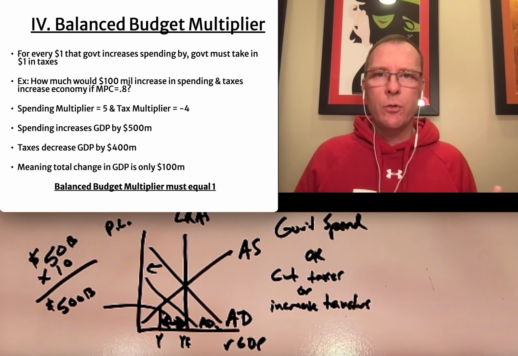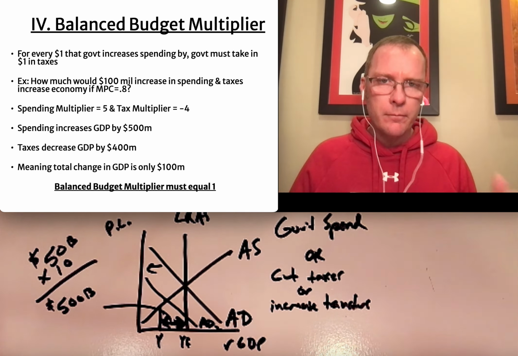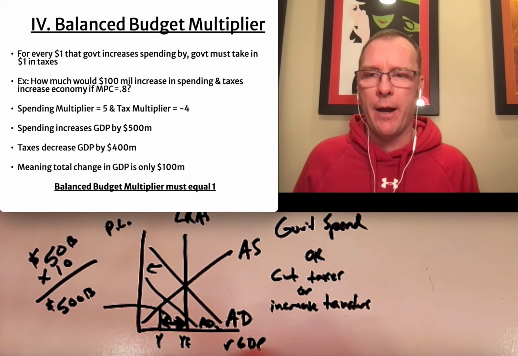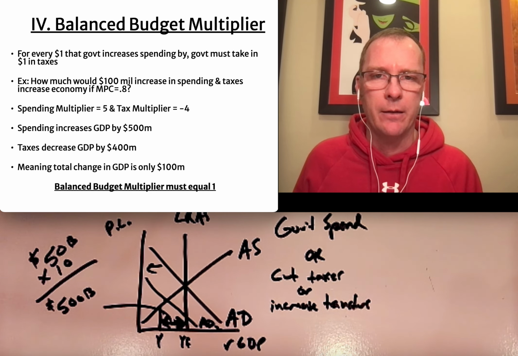So if you do decide to try to take in taxes for every dollar you spend, that's fine. Just know that whatever you spend, you're not going to get any bonus multiplier out of it like you would in this case, where we had the 500 billion times the 10 to get $500 billion.